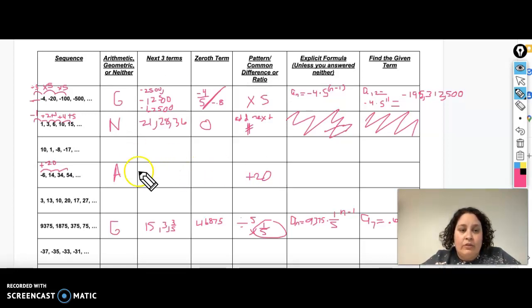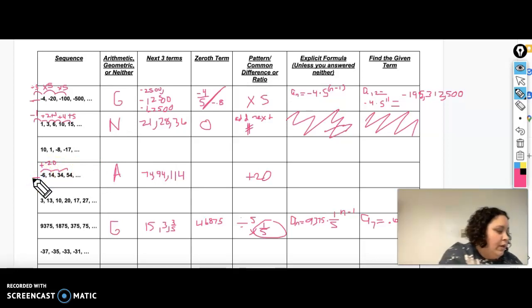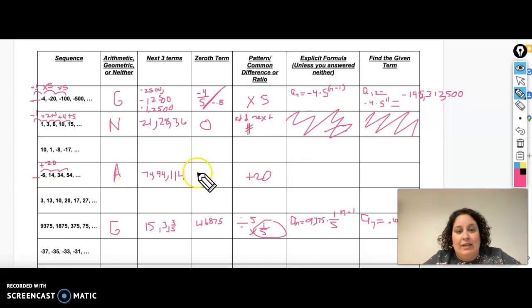I know that I said I'm adding 20 each time, so that's going to be what goes here. And then my next three terms. So if I take 54 and I add 20, I'm going to get 74. If I take 74 and I add 20, I'm going to get 94. And if I take 94 and add 20, I'm going to get 114. If I work backwards and I subtract 20, that means I'm going to have -6 minus 20, which is going to be -26.